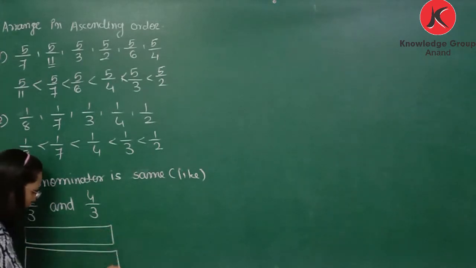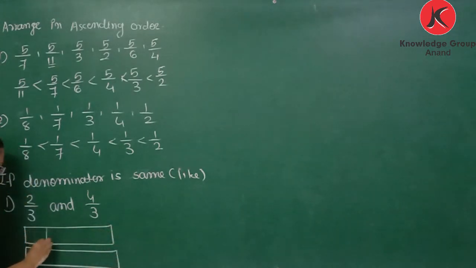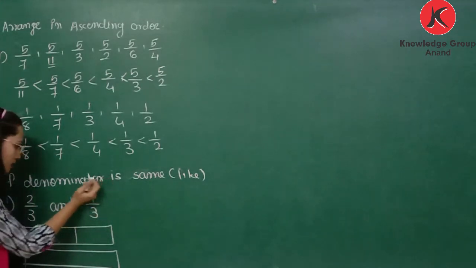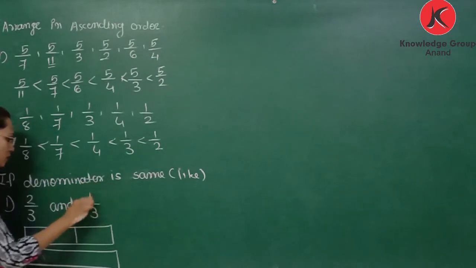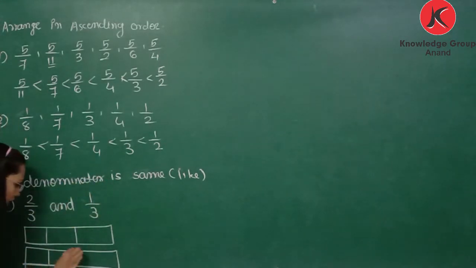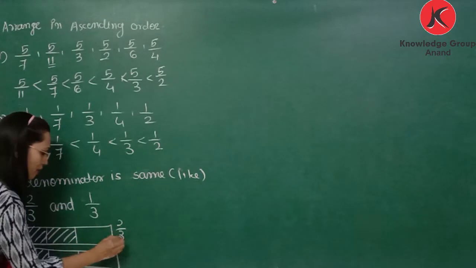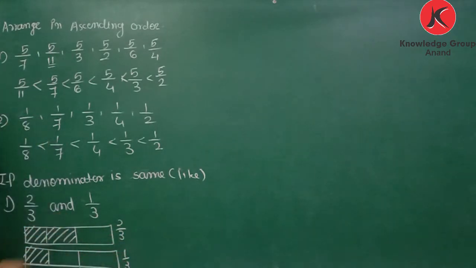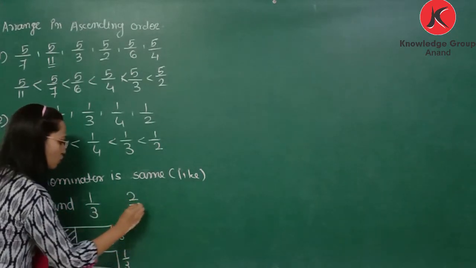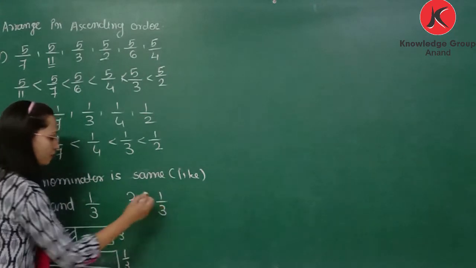here the first fraction is 2 by 3. It means the whole is divided into 3 parts. Let's take here 1 by 3, and again this is divided into 3 parts. 2 by 3 means shade 2 parts, and here shade 1. Now, which part is more shaded? It is 2 by 3 and 1 by 3. So obviously 2 by 3 is greater. So 2 by 3 is greater than 1 by 3.